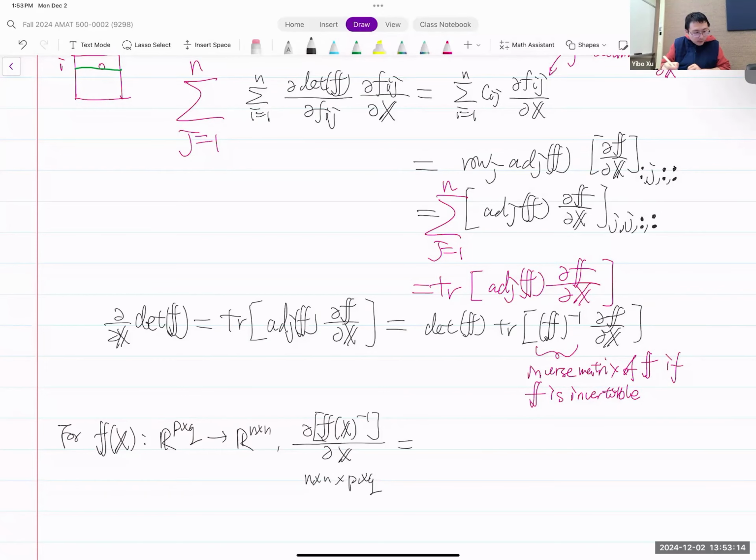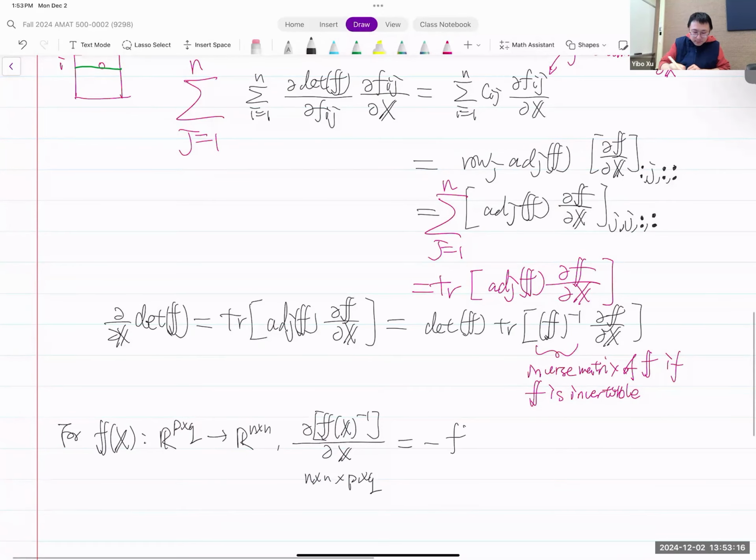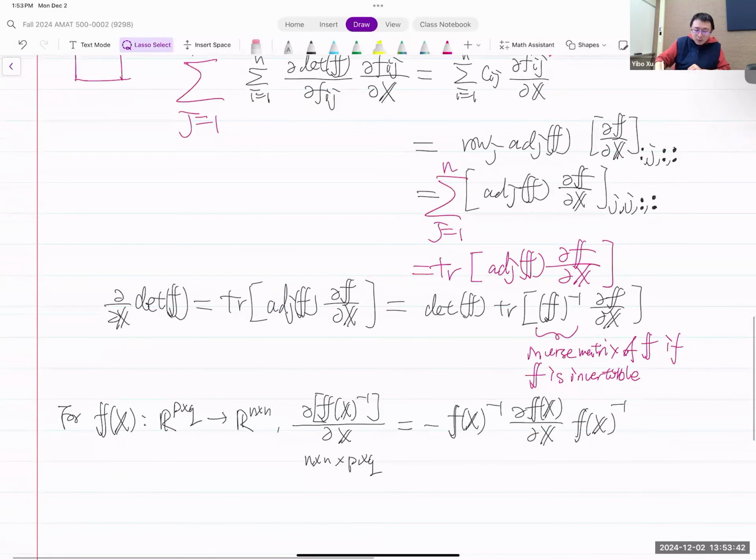But now the equation is the following: negative F of X inverse multiplying del F del X, multiplied by F of X inverse. Okay. Now this looks even weirder, but we have seen something like it before, so this is not so bad.